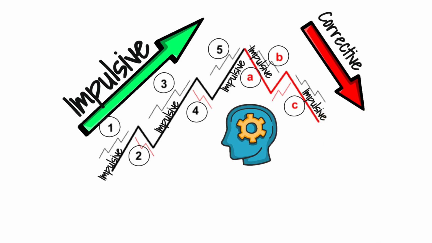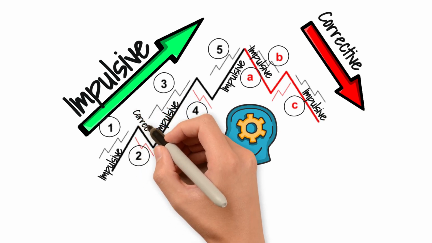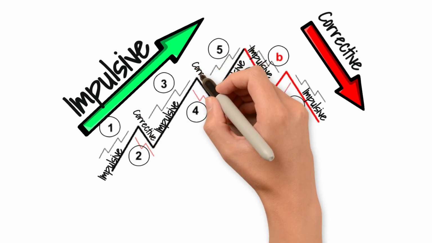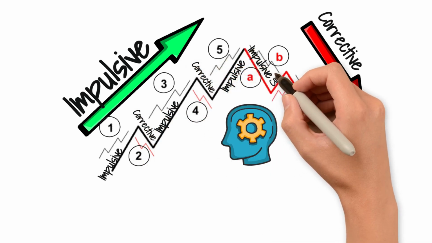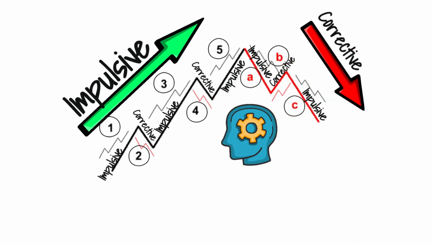Here we arrive at the definition of impulse and corrective wave structures. A wave that goes in the same direction as the wave in the larger degree is called an impulsive wave, and a wave that goes in the opposite direction of the wave in a larger degree is called a corrective wave. In that sense, waves 1, 3, 5, and C are impulsive wave structures because they go in the same direction of the wave in the larger degree. Waves 2, 4, and B are considered to be corrective waves because they go in the opposite direction of the waves in the larger degree.